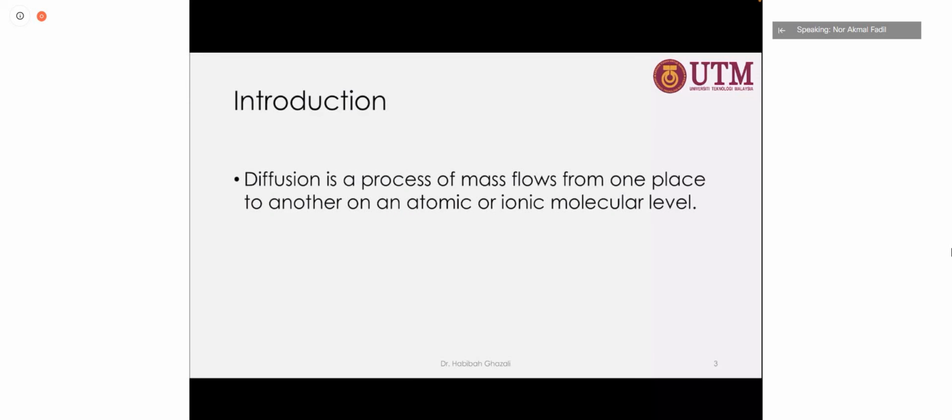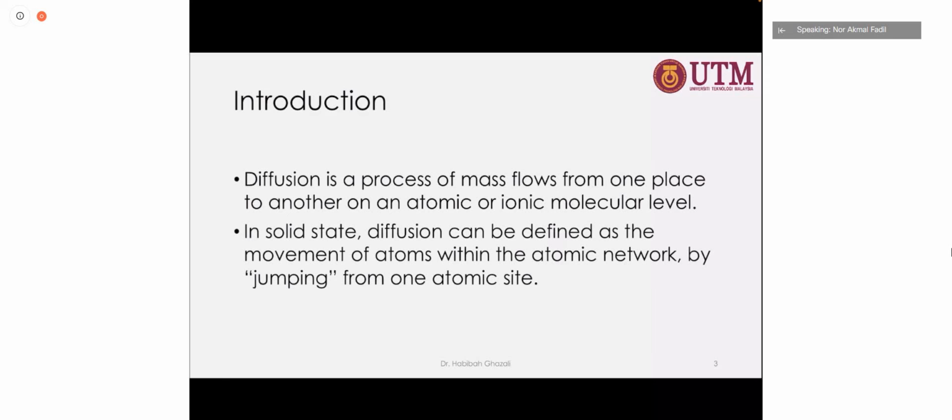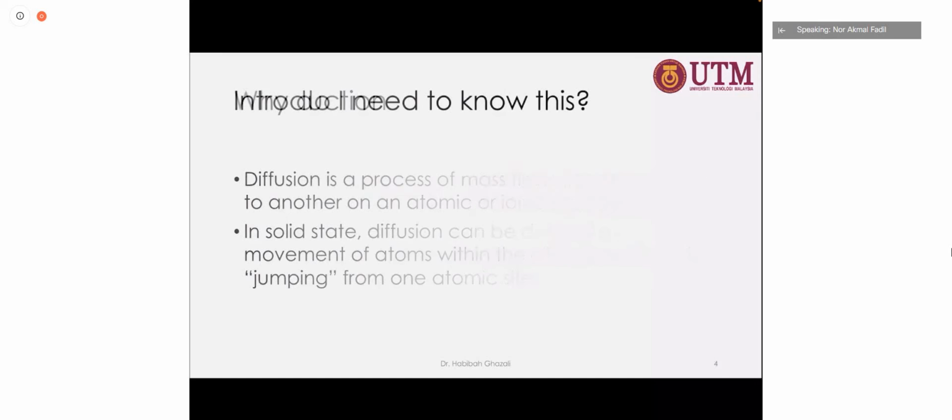All right, diffusion is a process of mass flow from one place to another on an atomic or ionic molecular level. In a solid state, diffusion can be defined as the movement of atoms within the atomic network by jumping from one atomic site.